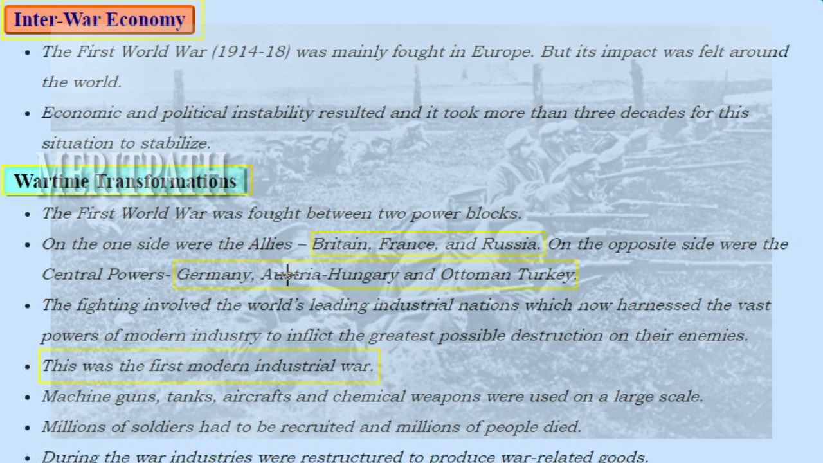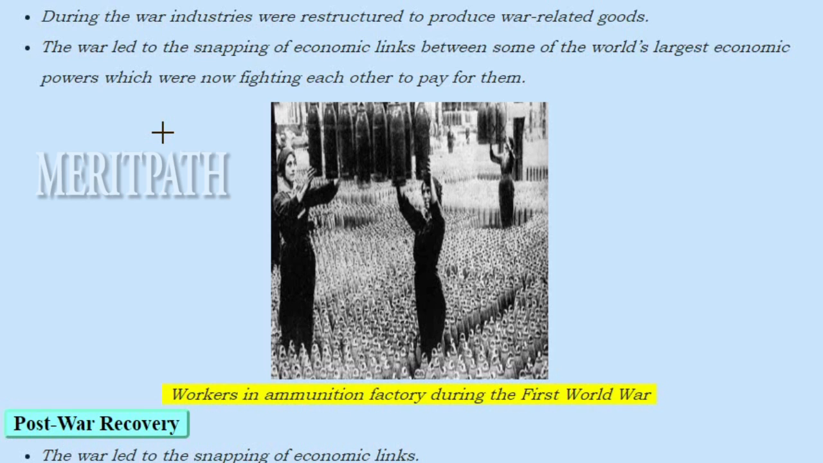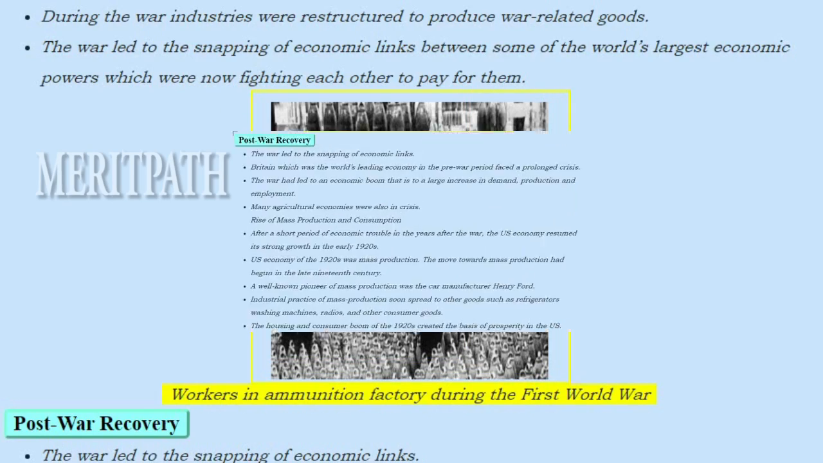During the war, industries were restructured to produce war-related goods. The war led to the snapping of economic links between some of the world's largest economic powers, which were now fighting each other to pay for them. Here we can see the workers in an ammunition factory during the First World War.